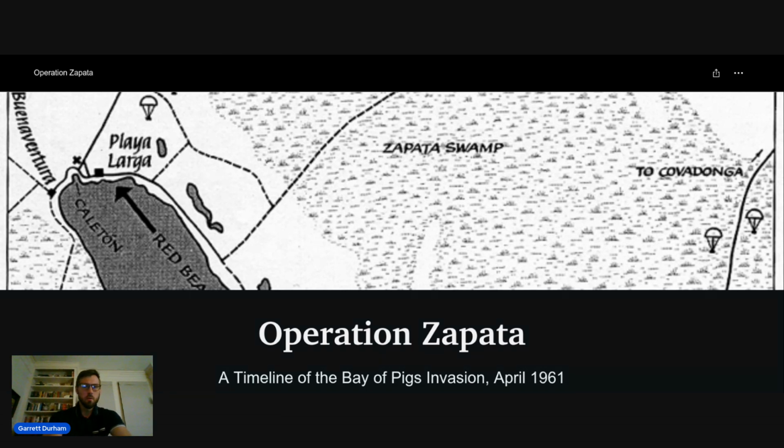The subject and focus of my project is Operation Zapata, as I named it, a timeline of the Bay of Pigs invasion from April 1961. This is a topic that I've always been really interested in. Ever since I was a kid, I've always been interested in the Cold War, especially the Bay of Pigs and the Cuban Missile Crisis.